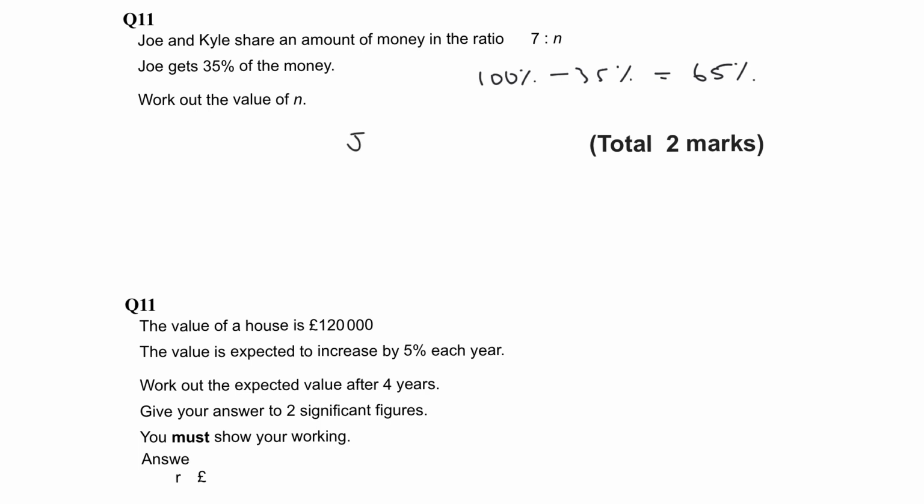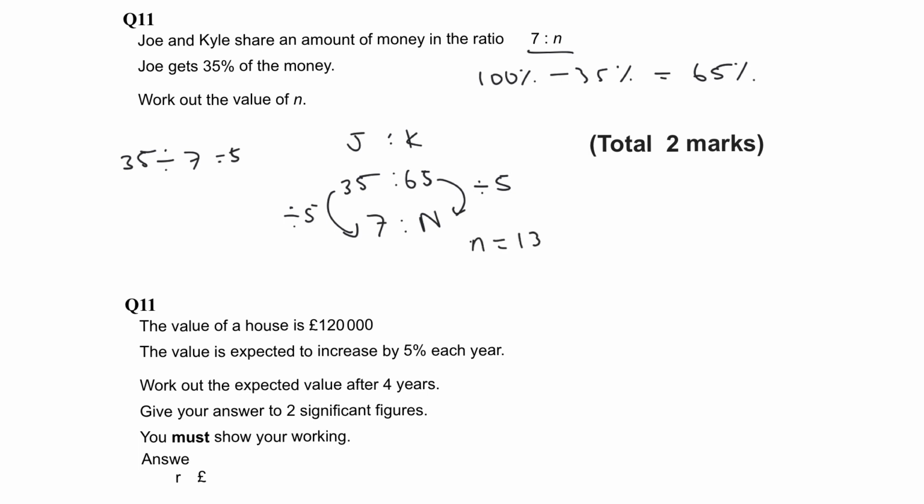If we put that in a ratio of Joe to Kyle, that'll be 35 to 65. Now, it's already given us a ratio of 7 to n. So to go from 35 to 7, you could do 35 divided by 5, which gives you 7. So do the same thing on the other side for Kyle, which means that n would be equal to 13, because the ratio would be 7 to 13.